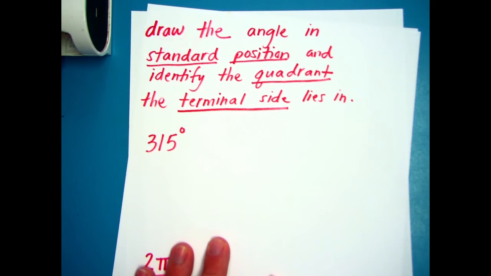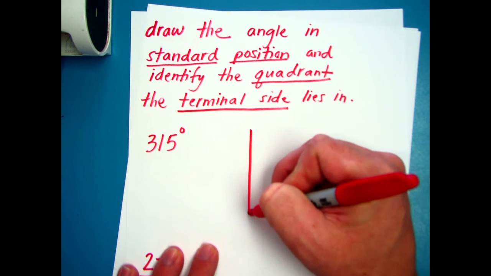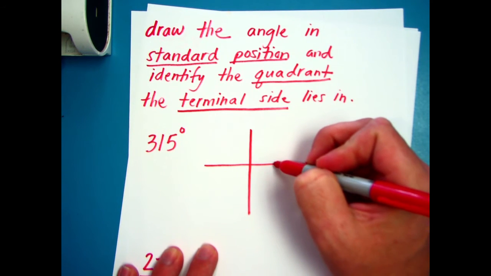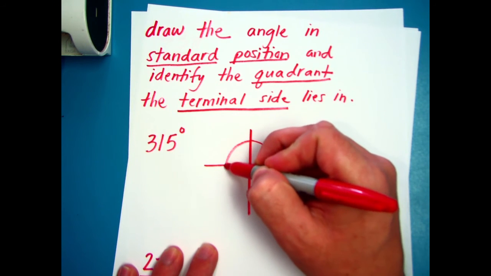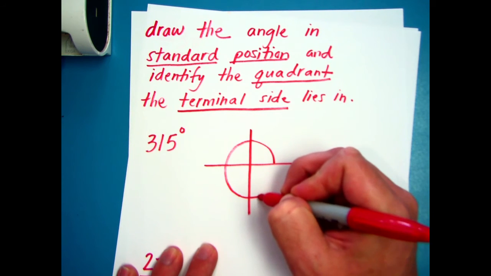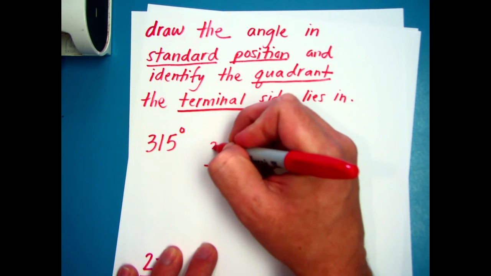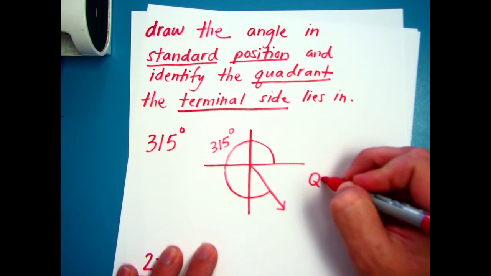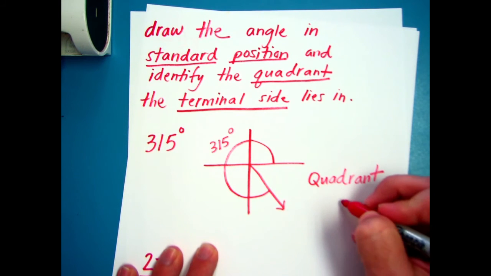Okay, a few more examples together. For each problem, draw the angle in standard position and identify the quadrant the terminal side lies in. So key vocabulary: standard position, quadrant, and terminal side. 315 degrees is almost a full circle, but we're not quite at 360. But the quadrant that our terminal side lies in is quadrant 4.